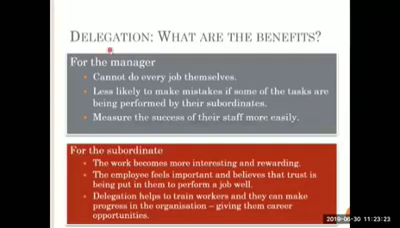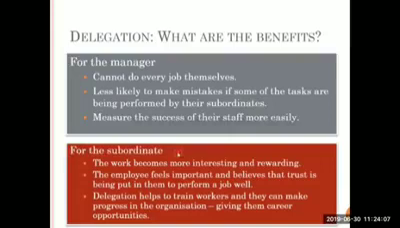Delegation. What is delegation and what are the benefits? For the manager, the benefits are: they cannot do every job themselves, they are less likely to make mistakes if some of the tasks are being performed by their subordinates, and third, they can measure the success of their staff more easily. These are the benefits for the manager, that he cannot perform all of the activities himself, and there would be fewer mistakes if the tasks are performed by more workers or subordinates, and he can see the success of their staff more easily.